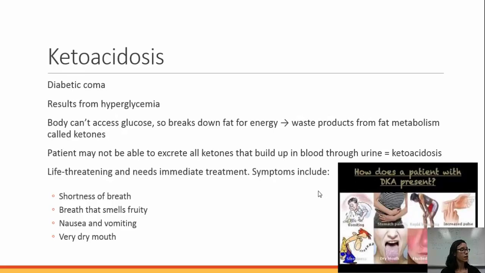So ketoacidosis is also known as a diabetic coma and results from hyperglycemia. The body can't access the glucose, breaks down fat, and the waste products are ketones from fat metabolism. Our body really doesn't have the ability to excrete all the ketones that build up, and therefore we have this buildup of ketone bodies, which is termed ketoacidosis. This really is life-threatening and requires immediate attention. It can cause shortness of breath, breath that smells fruity, I think from the acetone in the breath, nausea and vomiting, and very dry mouth. And this only occurs really in type 1.